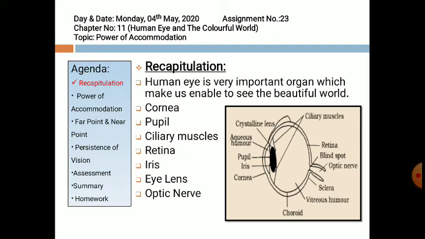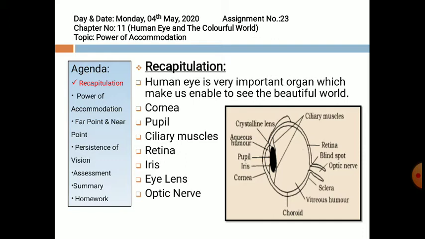A few of its important parts are: first one, cornea. It is the front transparent part of the eye which is bulged outwards. It serves as a window of the eye, as light from the objects to be seen enters the eye through the cornea. Next is the pupil. As you can see in the picture, it is a hole present at the center of the iris and controls the amount of light entering the eye.